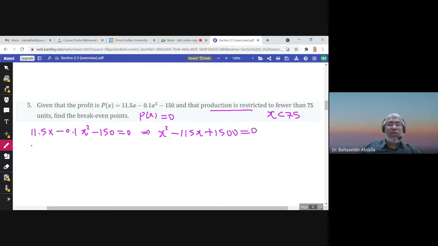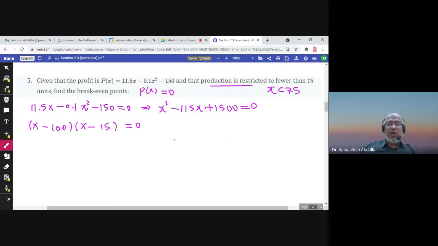And now this is a quadratic equation. You solve it either by factoring or by quadratic formula. If you think of two numbers, what about 15 and 100? If you multiply these two, you get 1,500. And if you add, you get 115. So either x is 15 or x is 100.